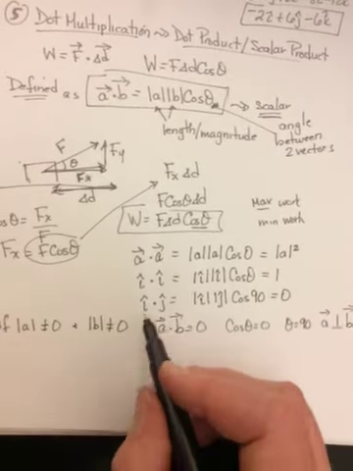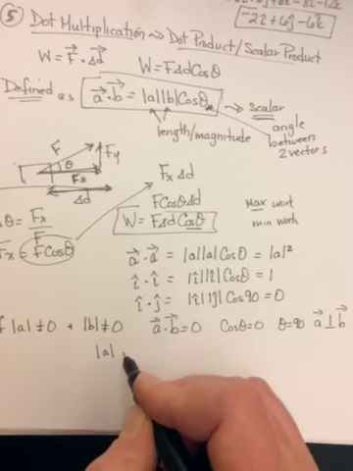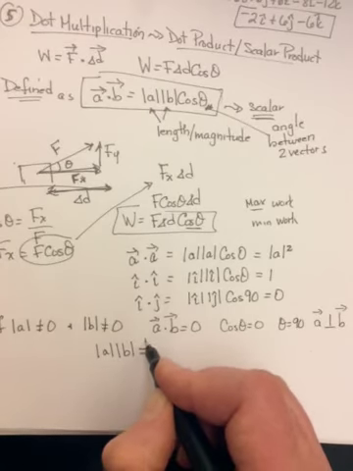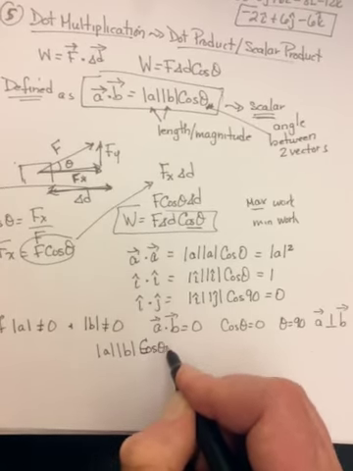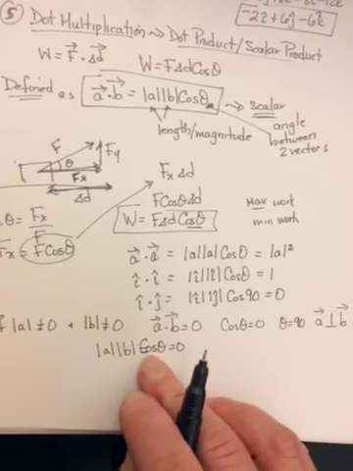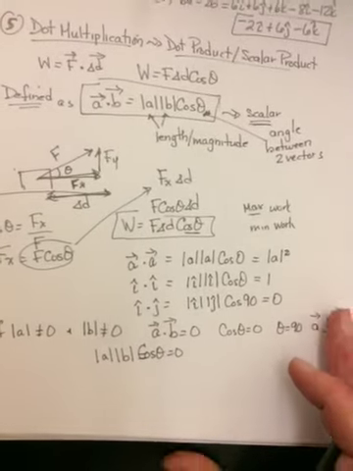Does that make sense? Because if A dot B is equal to 0, which means the absolute value of A times the absolute value of B times the cos of the angle between them is 0, and we just said A and B weren't 0, then this must be. And if this is 0, it means theta must be 90. They must be perpendicular to each other.